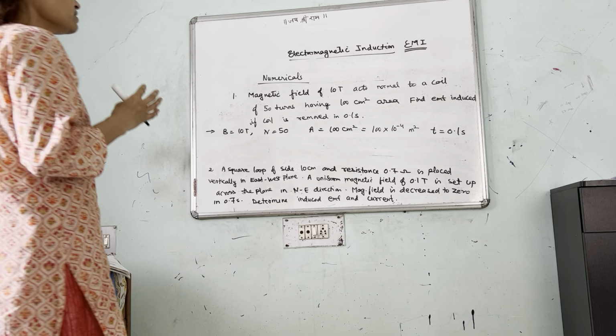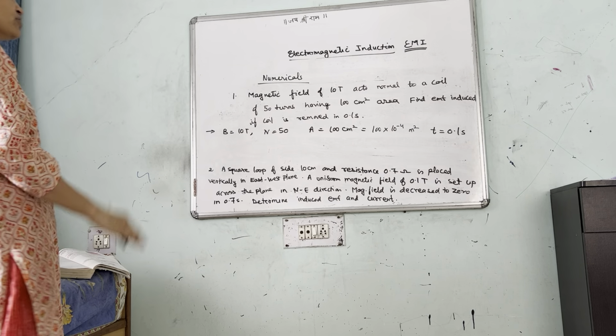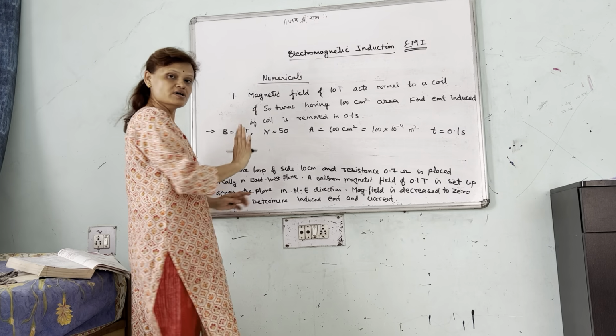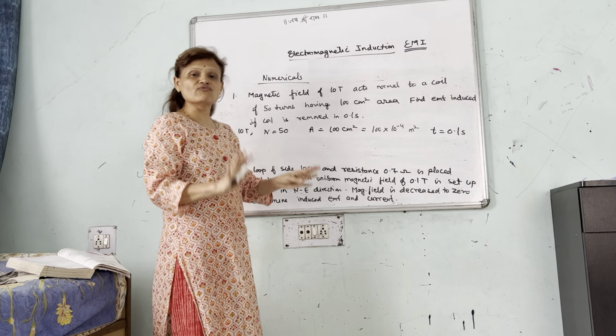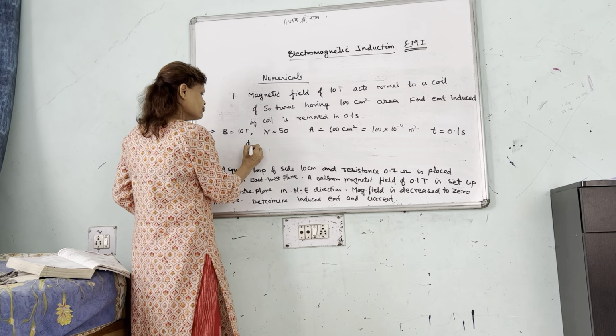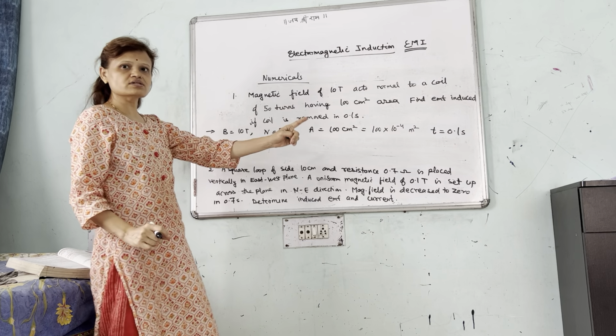Now, it is said that EMF induced in the coil you have to find when the coil is removed in 0.1 second. Yes, so now first thing is coil is removed. So when coil is removed, there will be no flux. So phi 2 is 0. Okay, that is clear. Phi 2 is 0 as a coil is removed.